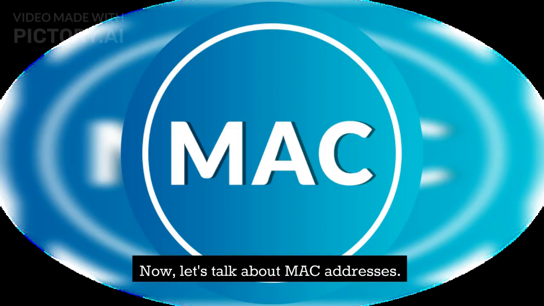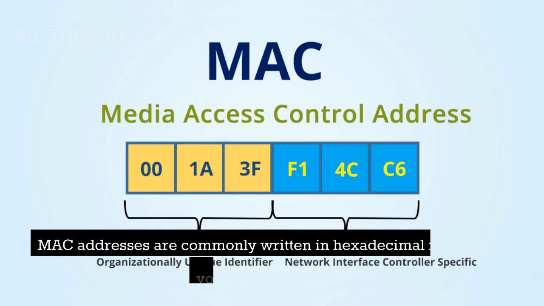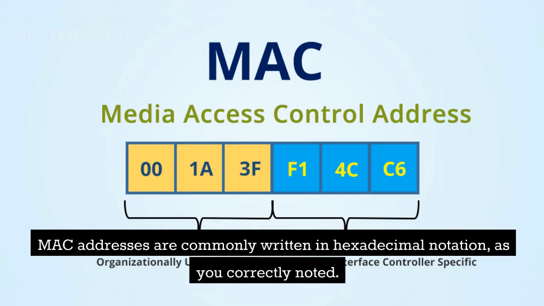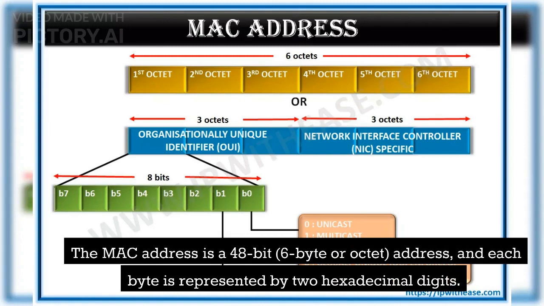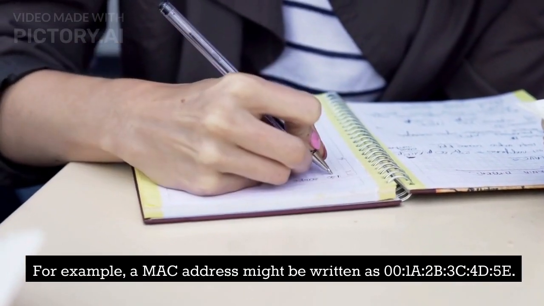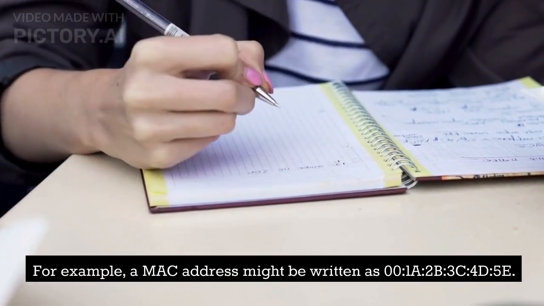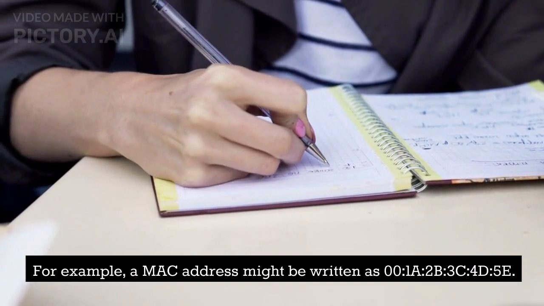Now, let's talk about MAC addresses. MAC addresses are commonly written in hexadecimal notation. A MAC address is a 48-bit, 6-byte or octet address, and each byte is represented by 2 hexadecimal digits. For example, a MAC address might be written as 00, 1A, 2B, 3C, 4D, 5E.